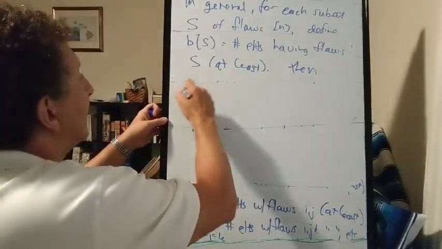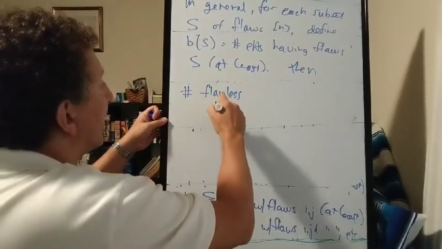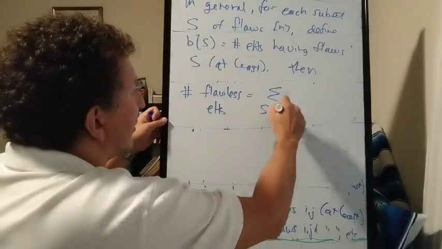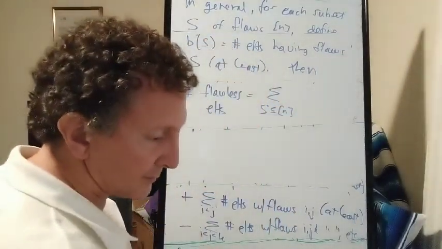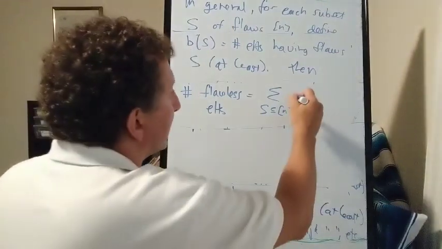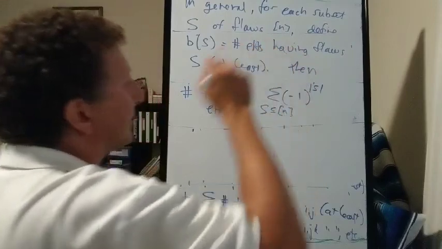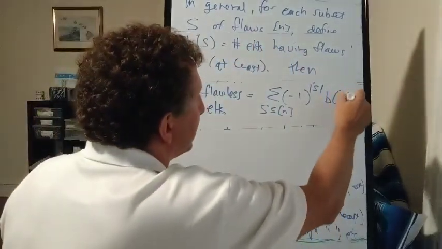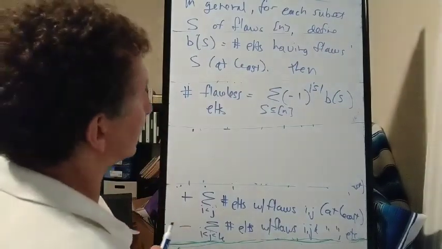Then the number of flawless elements is a sum over all subsets S of n, -1 to the cardinality of S, times B of S, the number of elements having precisely those flaws.